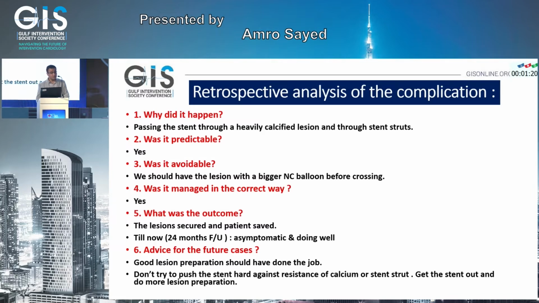So why did it happen? Because passing a stent through stent struts or a calcified lesion, was it predictable? Yes. Was it avoidable? Yes, we should have done better preparation with a bigger NC balloon before crossing. Was it manageable in the correct way? Yes, thank God. And what was the outcome? Both lesions are secured, the stents came out and were deployed in the radial. Till now, at 24-month follow-up, both patients are asymptomatic and doing well.